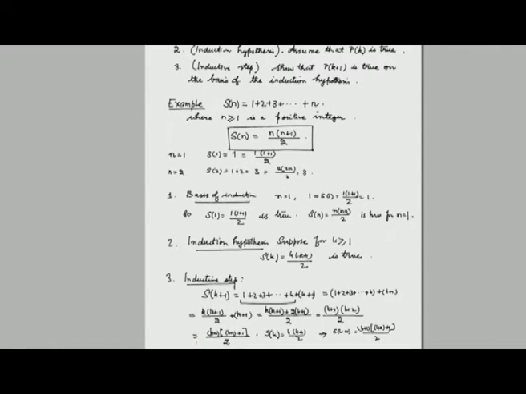Thus, this formula S_n equal to n into n plus 1 divided by 2 is going to be true for all positive integers greater than or equal to 1. This is because we know that it is true for 1 and we know that if it is true for k, it is going to be true for k plus 1. Therefore, since it is true for 1, it is going to be true for 2, since it is true for 2, then it is going to be true for 3 and so on, and it will cover the set of positive integers.